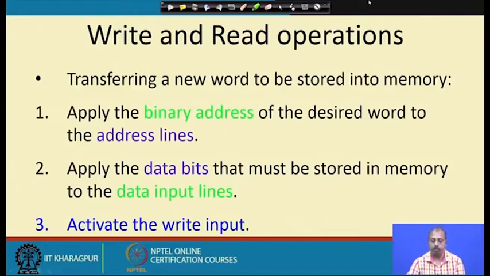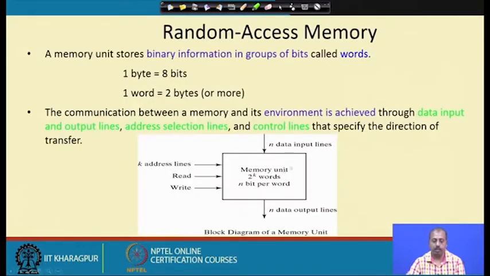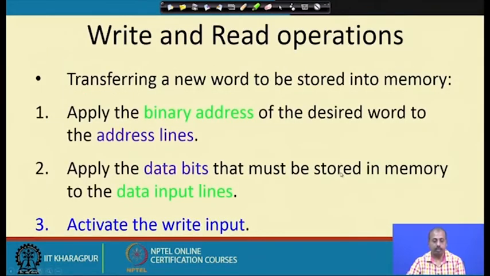If you look into this diagram, for writing we have to give the address lines, we have to give the data value, and we have to keep the write control signal. The read control signal should not be activated. That is how the write operation will take place.